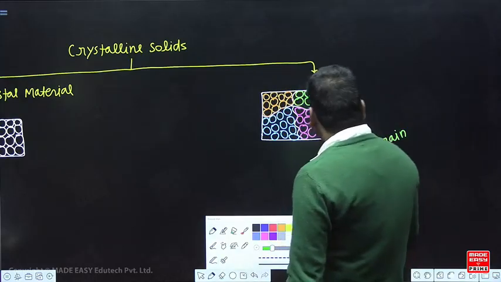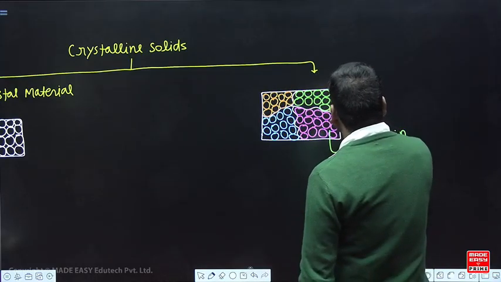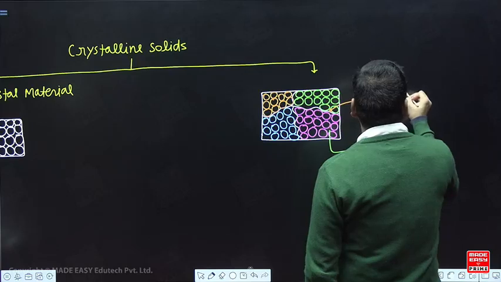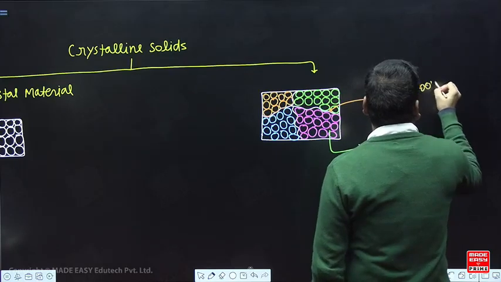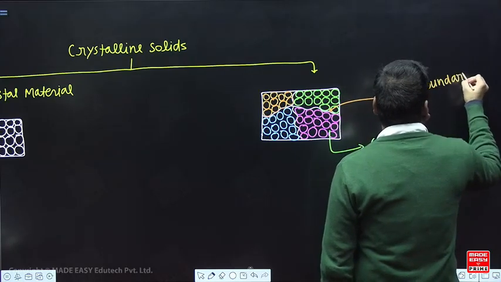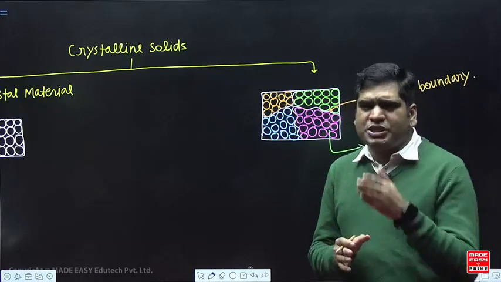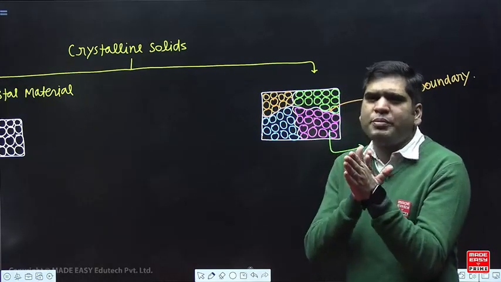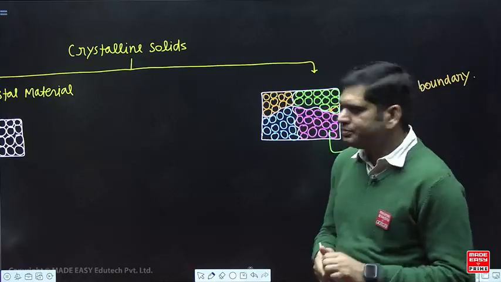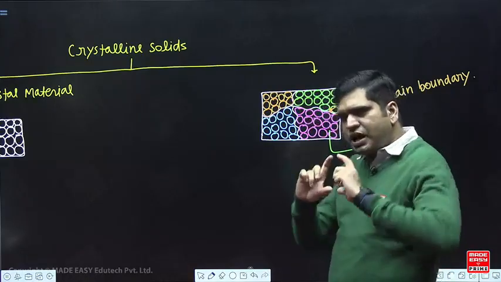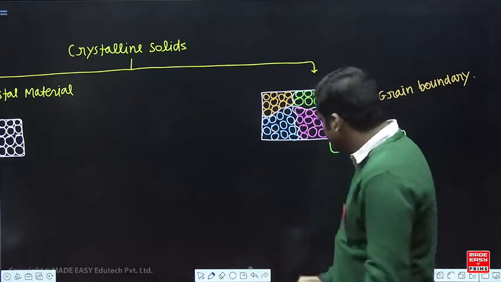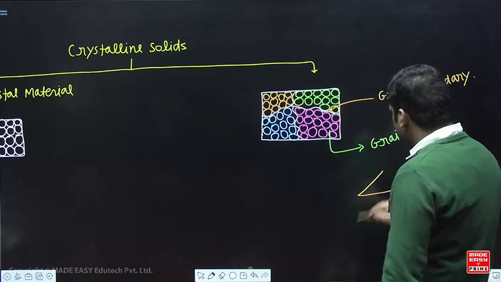And the boundary which separates two grains is known as the grain boundary. Basically, a grain boundary is a place where the atomic arrangement is mismatched. Before this, atoms are in a particular orientation. Let us suppose with respect to the x-axis at 30 degrees.